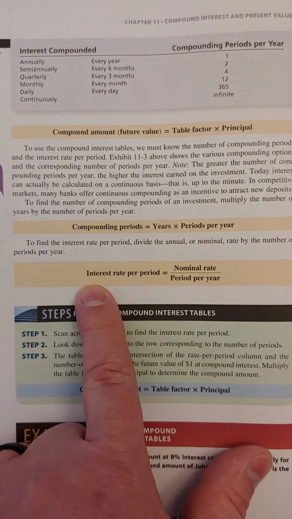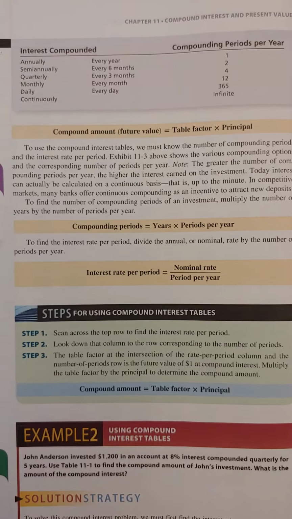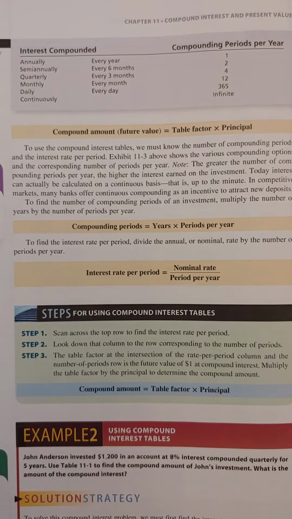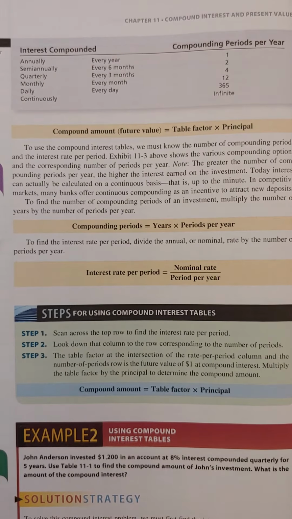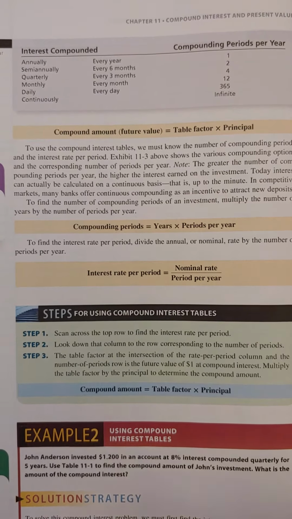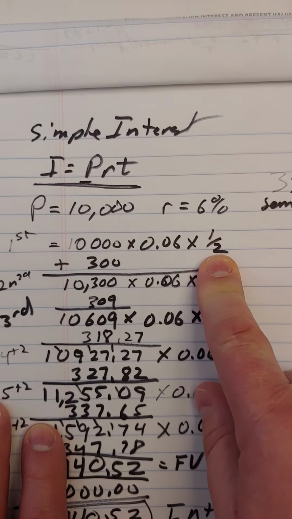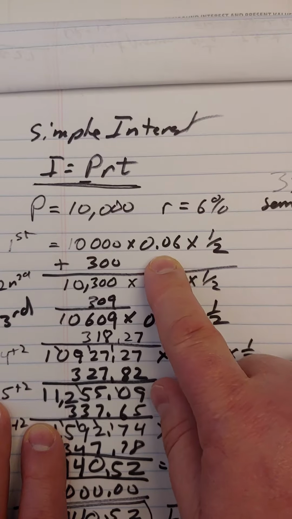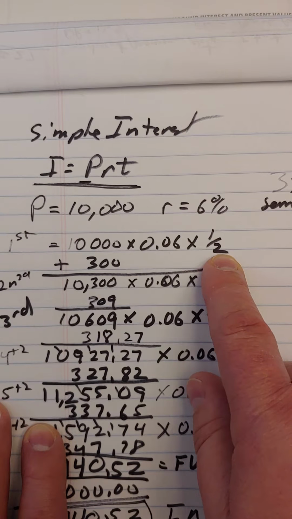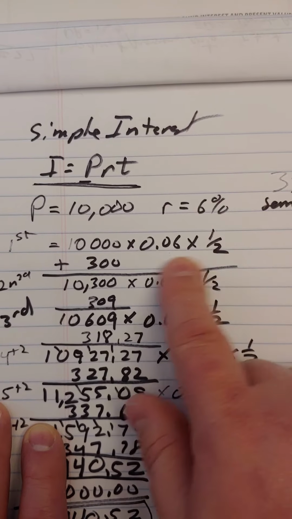I also said we need to find out the interest rate per period, because when we compound, we're only calculating the interest on that time period. The original interest is always given to you annually. So the problem we saw earlier was 6% annual, 5% annual. Now when we did our simple interest formula earlier, we multiplied it by a half, because it was twice a year. So we were cutting our interest rate in half, and calculating it on that half year.